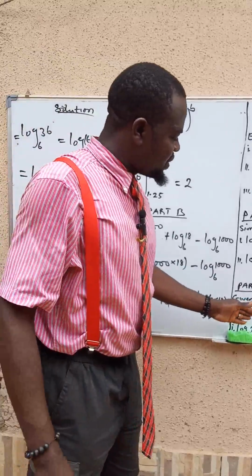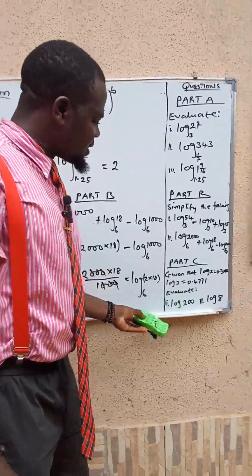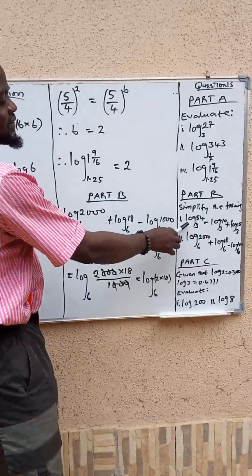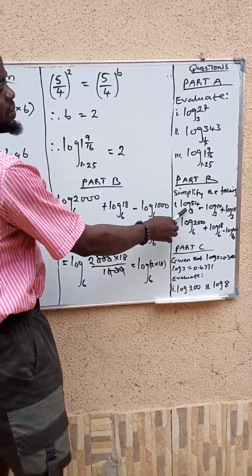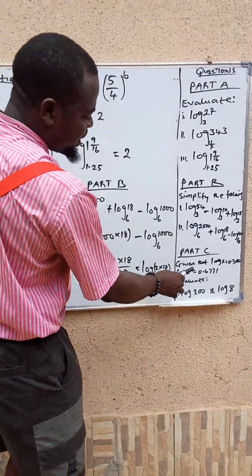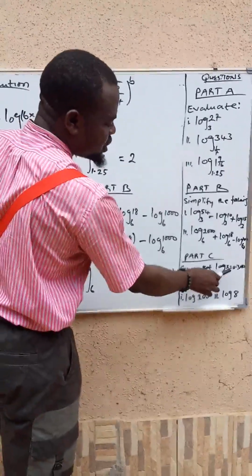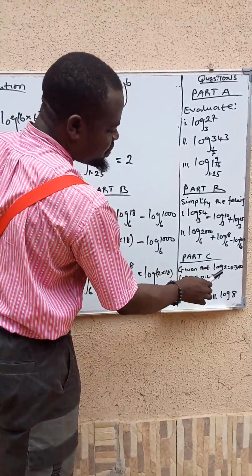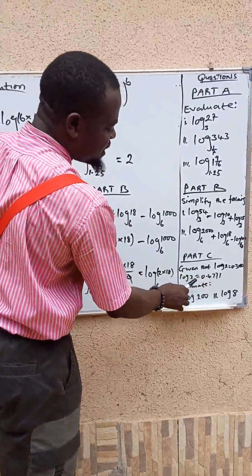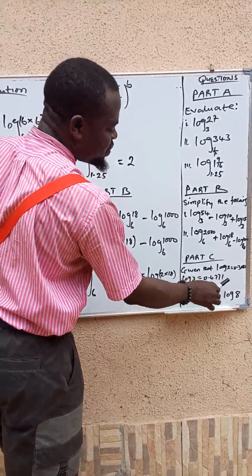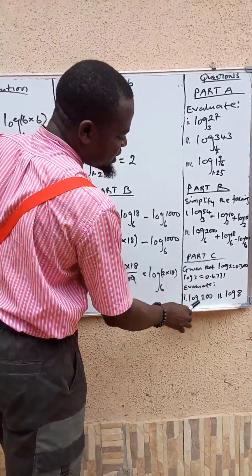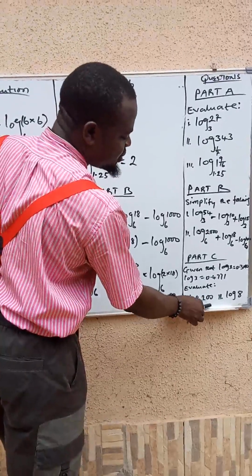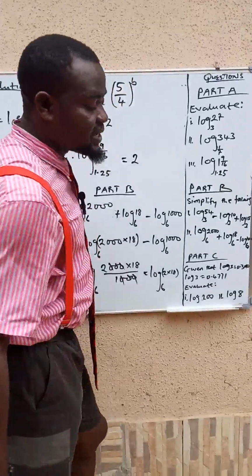Now, they gave me some one here. Do this yourself. Simplify this. Now this part C said, given that log 2 is equal to 0.3010, log 3 is equal to 0.4771, evaluate log 2000, log 200, and log 8.